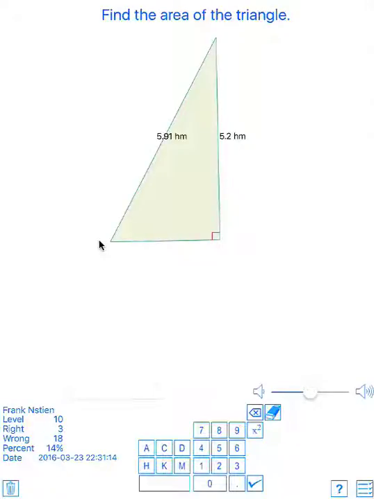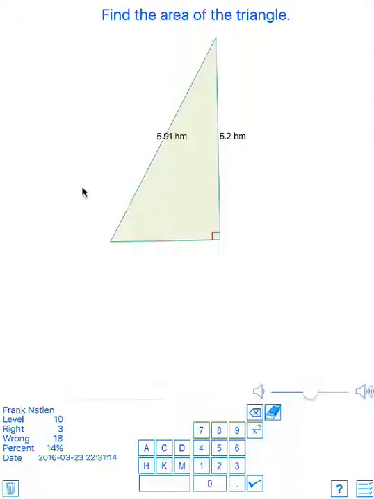Now the area of a triangle is base times height divided by 2. And base and height are perpendicular, and so are the legs of a right-angled triangle. So I've rotated it so that one of my legs is horizontal, my other leg is vertical. Base and height. There we go. All right, so I want to find this side.